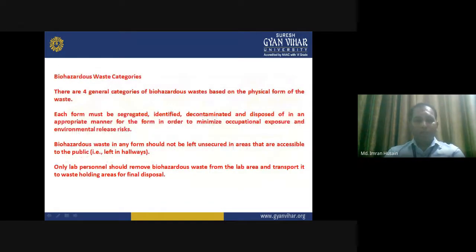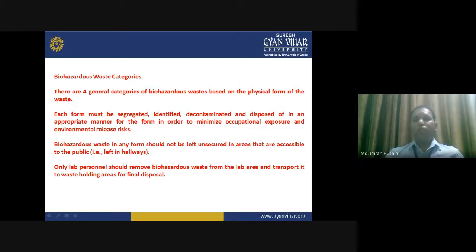Biohazardous waste categories. There are four general categories of biohazardous waste based on the physical form of the waste. Each form must be segregated, identified, decontaminated, and disposed of in an appropriate manner for the form in order to minimize occupational exposure and environmental risk. This protocol is very important and it must be followed in order to avoid environmental accidents. So every time, sorting and segregation are necessary for waste material identification: this is this type of waste material, and it should be treated like that.